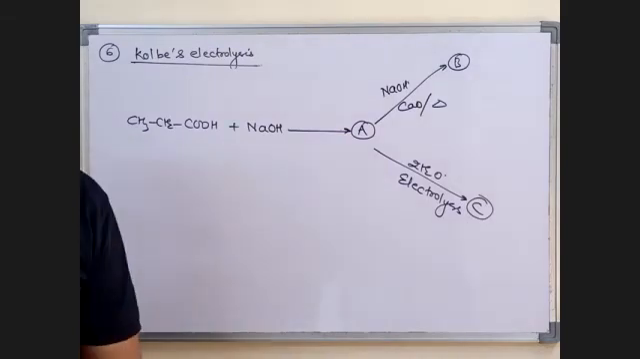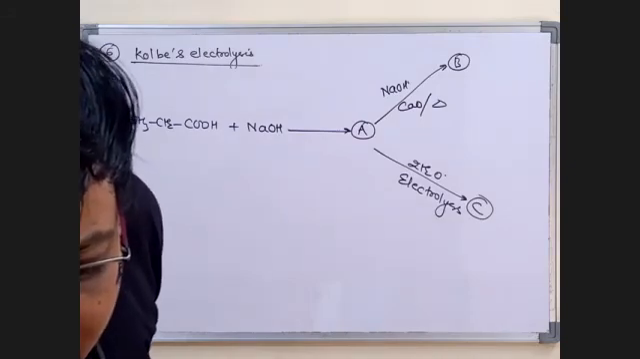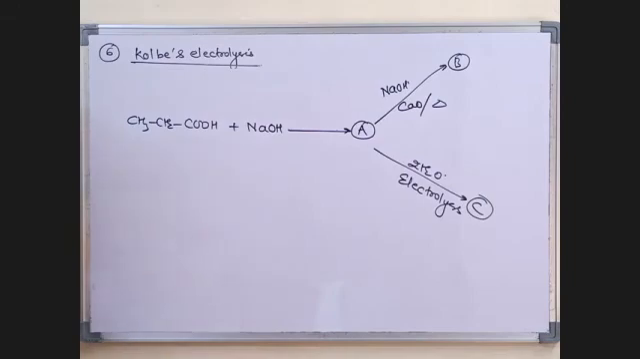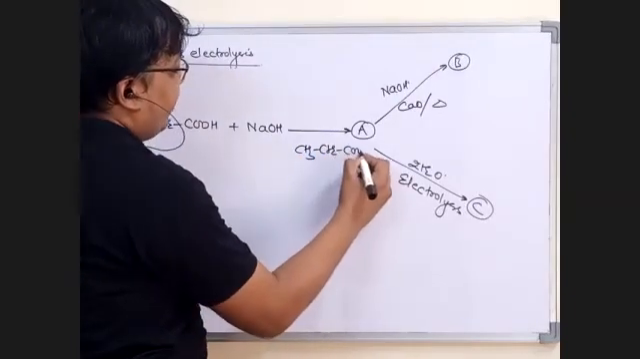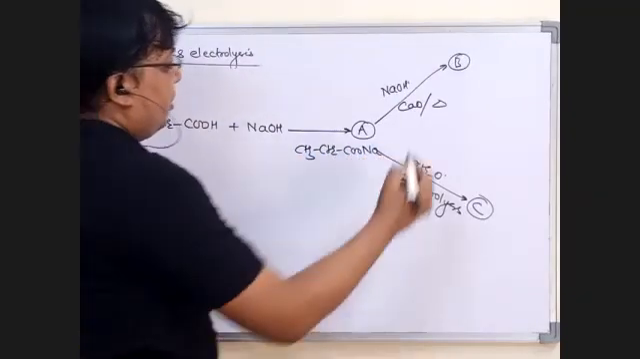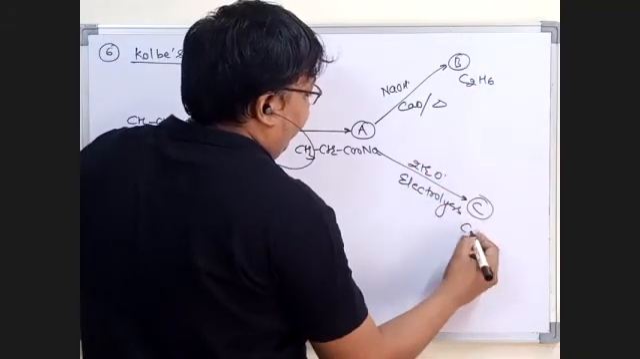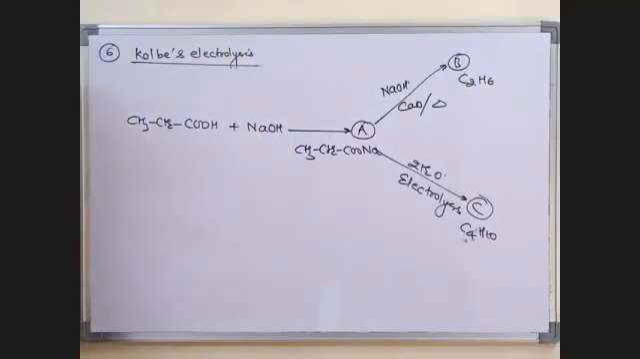How many students know this answer? Come on. Trina, tell me. A will be CH3CH2COONa. Okay. B will be ethane and C will be butane. Very good, students. Very proud of you. Now, these two reactions, decarboxylation and electrolysis, are very, very important reactions.